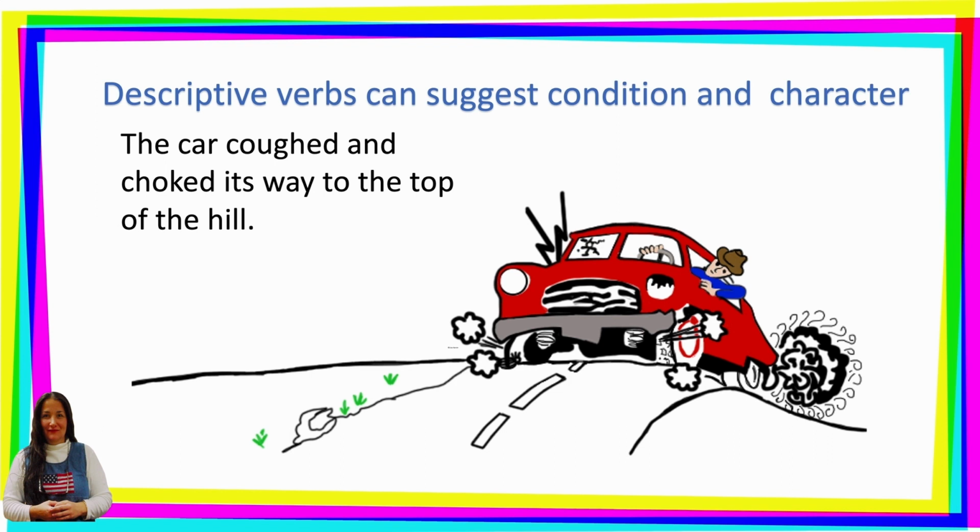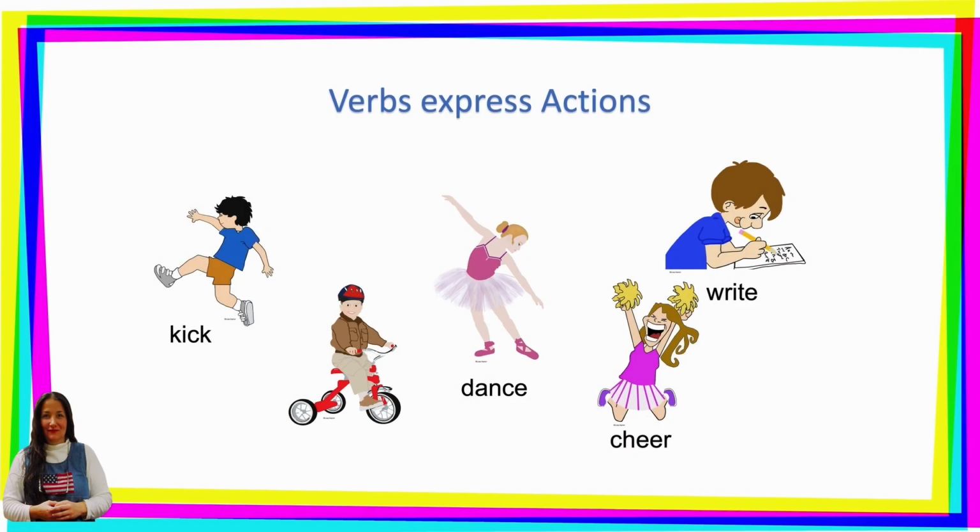It coughed and it choked as it made its way up the hill. Verbs express action. The boy kicked. The boy biked. The girl danced. The girl cheered. And the boy wrote. Those are all verbs showing some type of action.